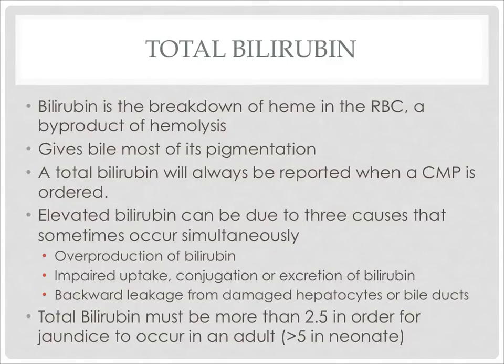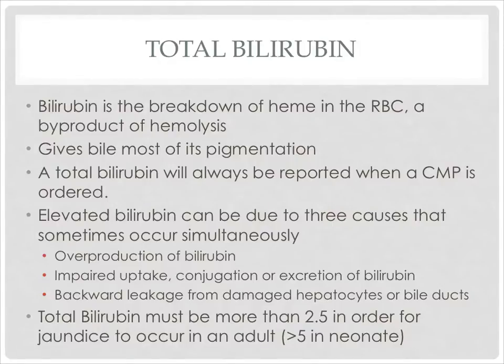The total bilirubin is a test that you will get as part of the complete metabolic profile. Now, if you remember from your GI lectures, bilirubin comes from the breakdown of heme, which results from the hemolysis of red blood cells. This bilirubin is what gives bile its pigmentation, or at least most of its color.